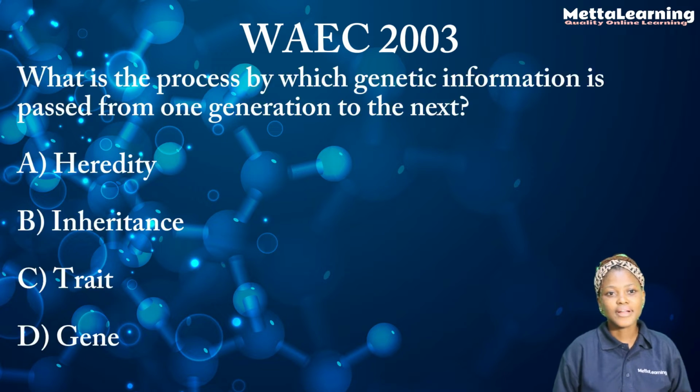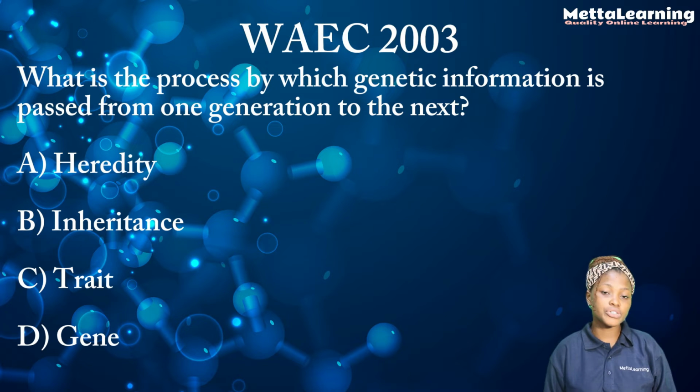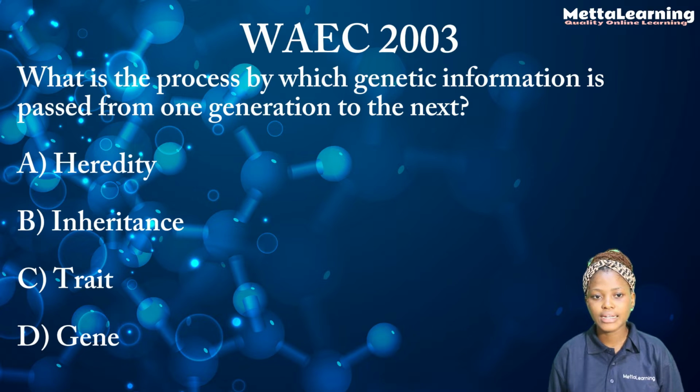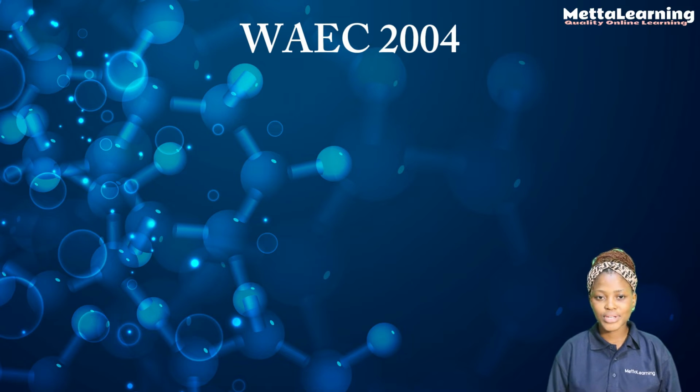2003, question 10. What is the process by which genetic information is passed from one generation to the next? Option A, heredity. Option B, inheritance. Option C, traits. Option D, gene. Heredity is the correct answer. Option A.